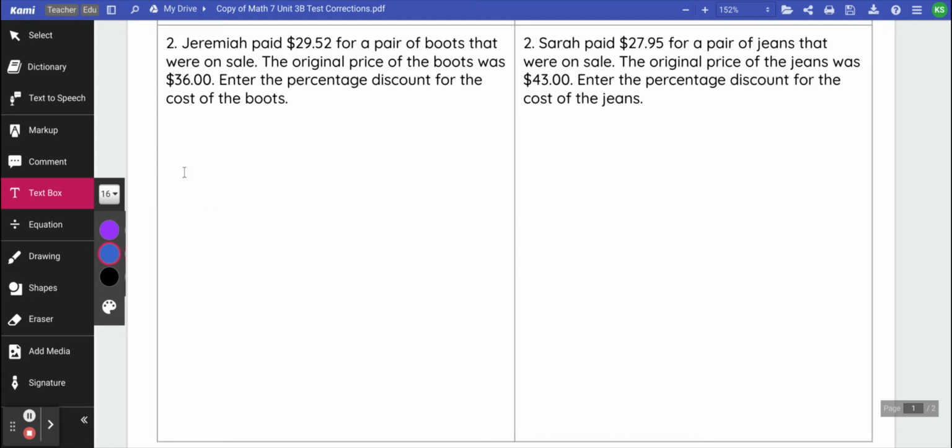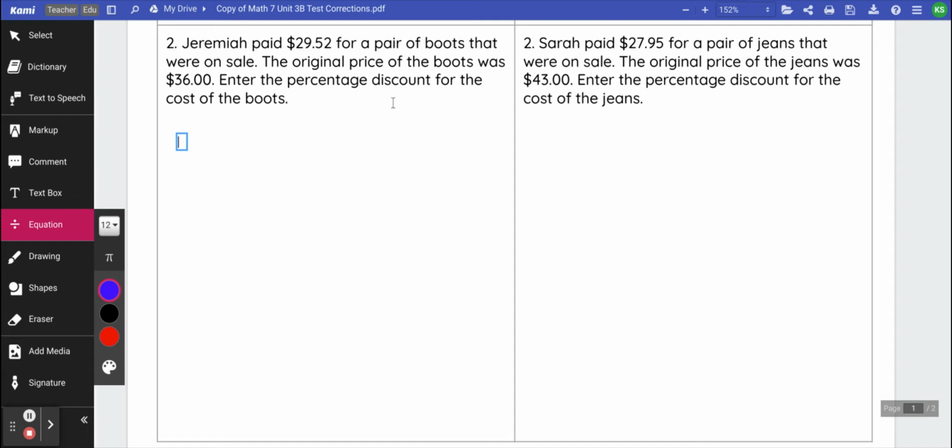So this is where we have to do our ratios. I'm going to try with an equation editor and see if that works. We have to do a set of ratios that will be equal to each other. I want to find the percentage that the amount was off. So let's find out first.